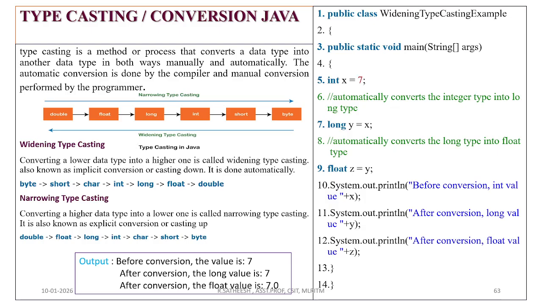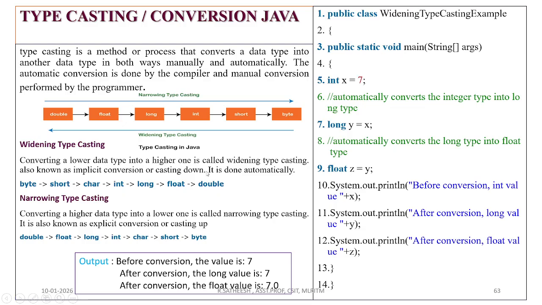Double is higher than float. Float is decimal and long is not decimal, and long is larger than the integer. Integer is larger than the short. So when you are moving from a higher data type to a lower data type, it is narrow casting. The opposite is widening casting. Widening casting is nothing but converting a lower data type to a higher data type.